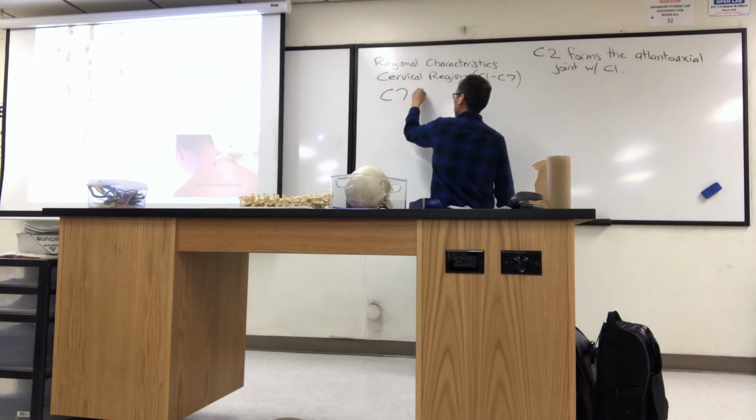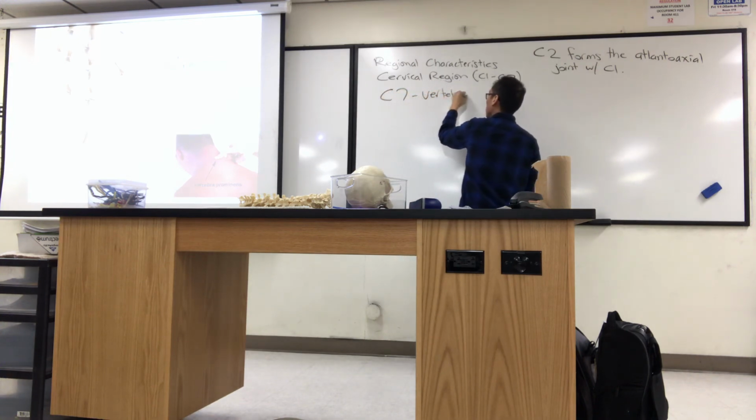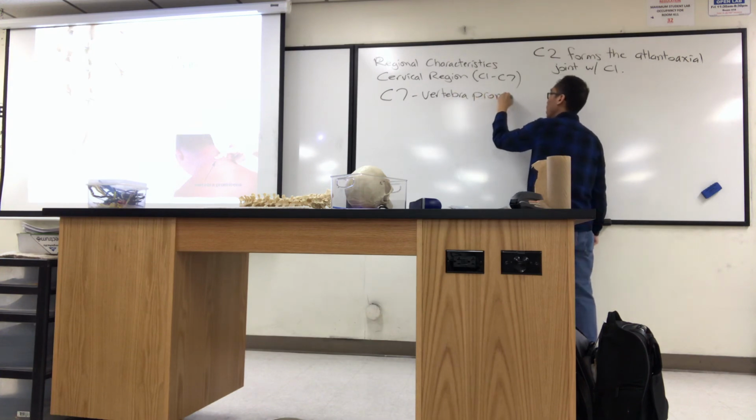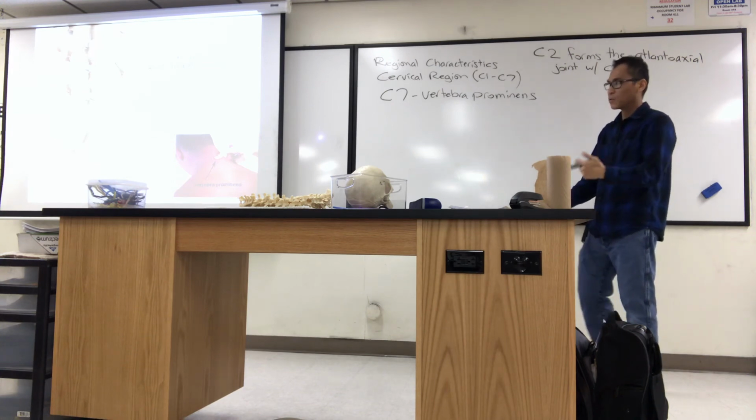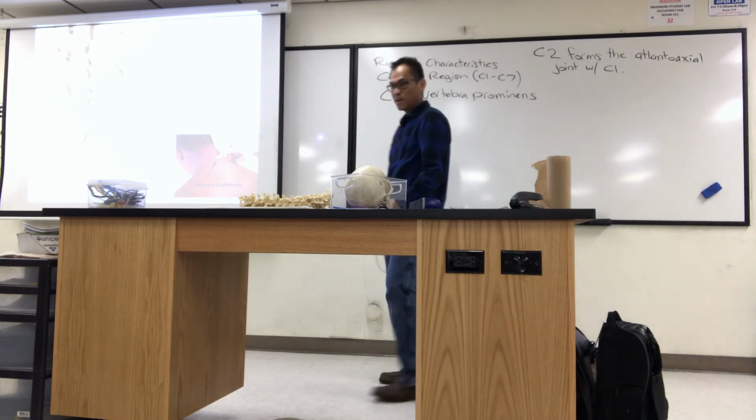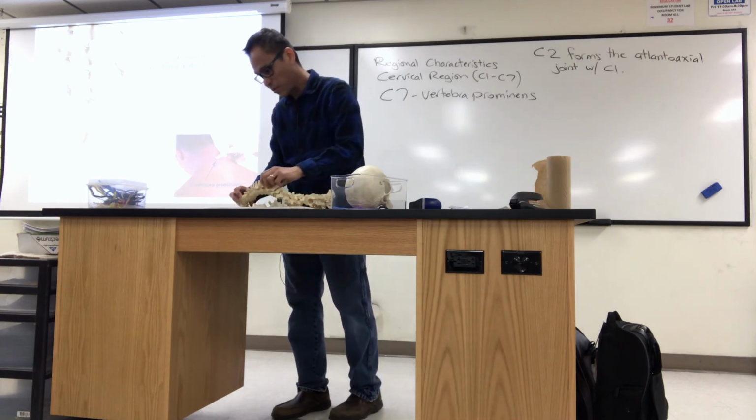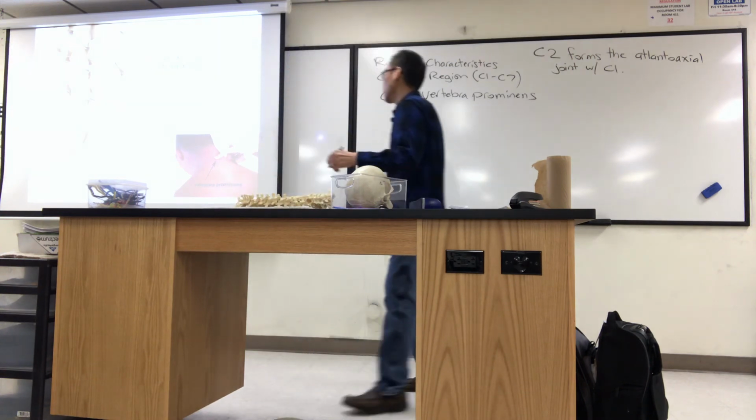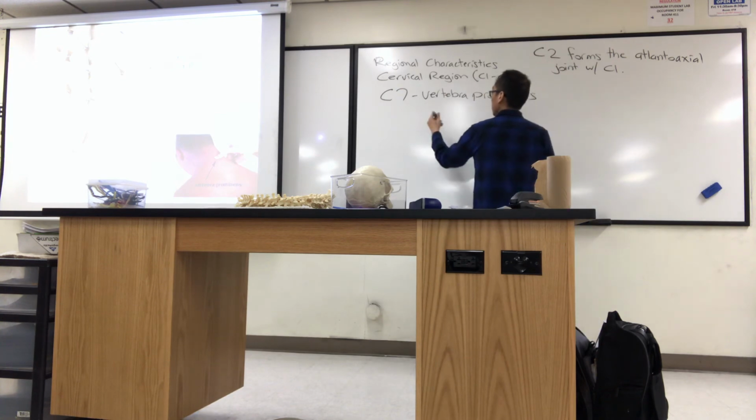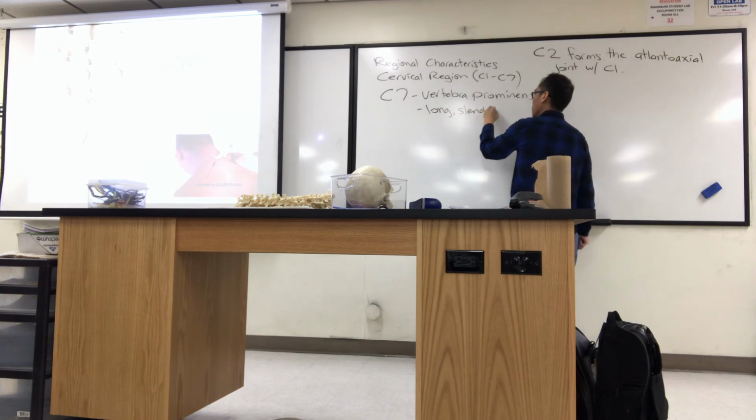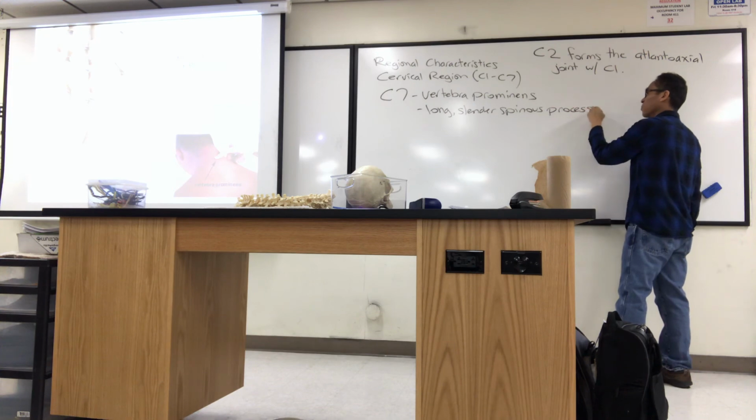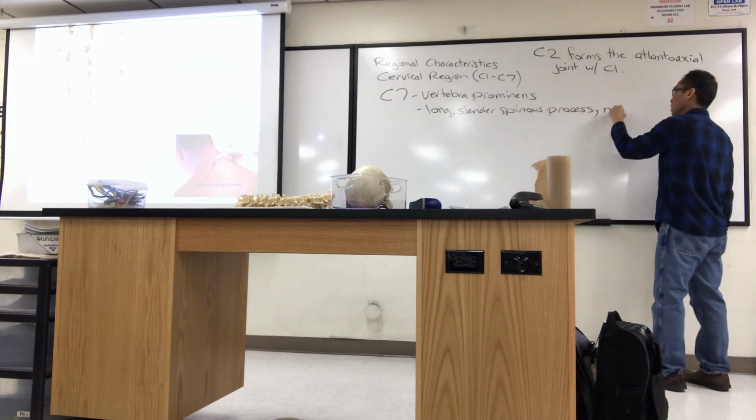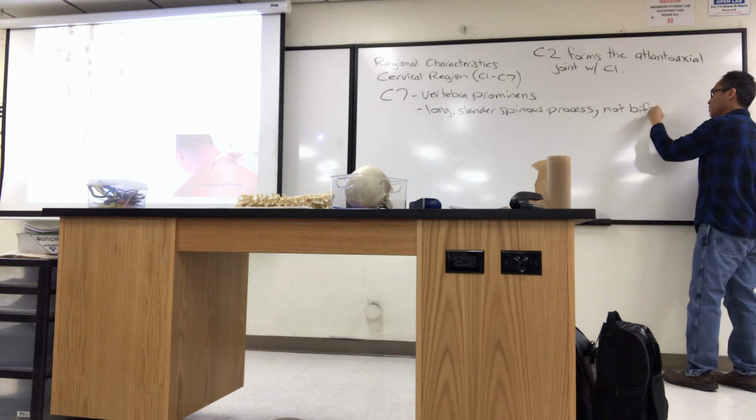So C7 is called the vertebral prominence because the spinous process is so long. It's not bifid. It's just a big stump at the very end. Where is it? Oh yeah, there it is. It has a long, slender spinous process. It's not bifid like the typical ones.